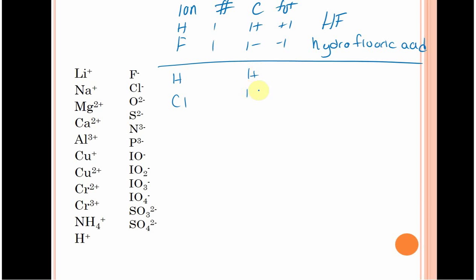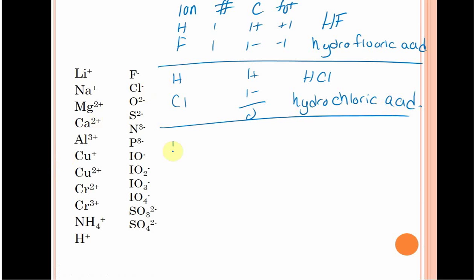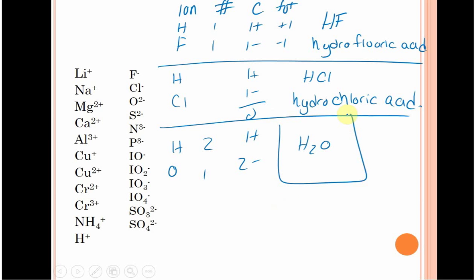HCl, plus one, one minus, they already cancel, so it's HCl. There's no oxygen here, so it starts with hydro. Chlorine becomes chloric acid. Now, I intentionally included oxygen here, H and O. 1 plus, 2 minus, we need 2 and 1, and so you have H2O. Now, at some point, a lot of students really like to try and name this. This is one of two common names I ask you to know this semester. This is water.